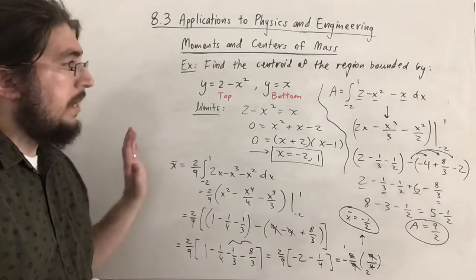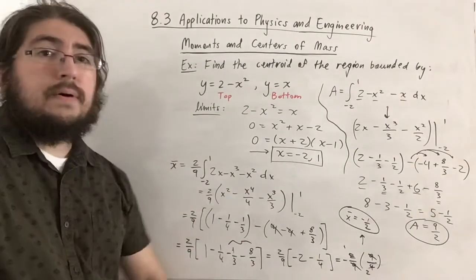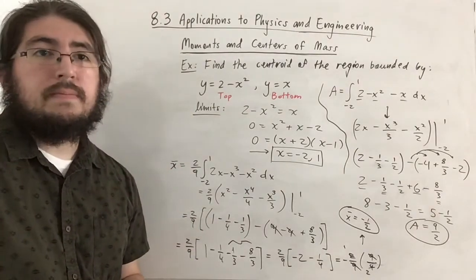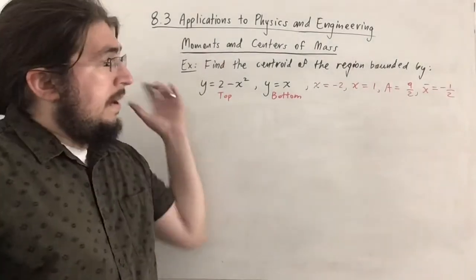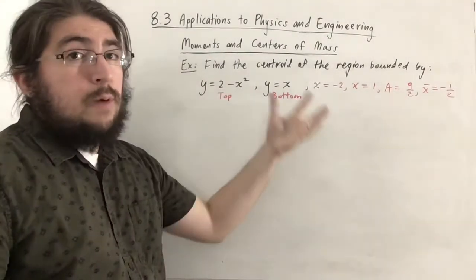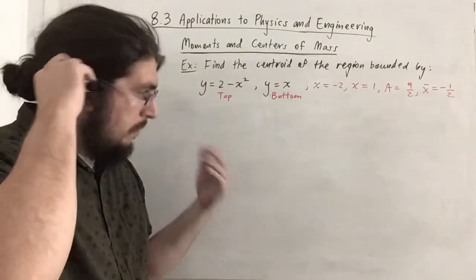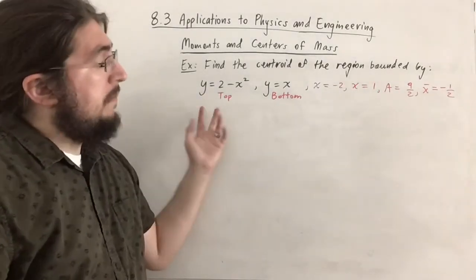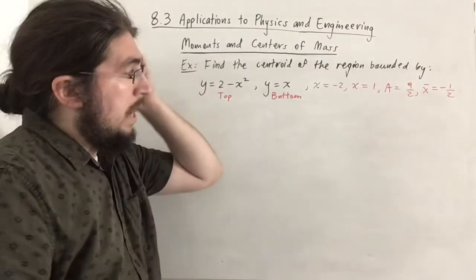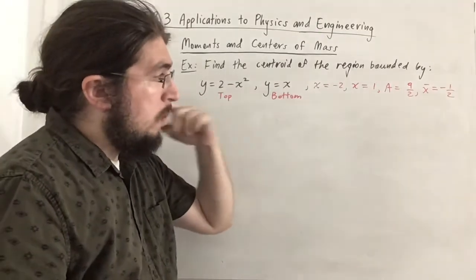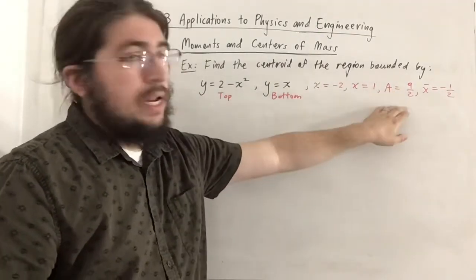Okay, so now I'm going to erase a lot of this and we'll continue to find y bar and then we'll finish the problem finally. Right, so I've erased everything, and everything in black is what was given, everything in red was what we discovered previously from the previous board. And I said this is the top function, this is the bottom function. We have our limits -2 and 1. We found the area using all of that was 9/2.